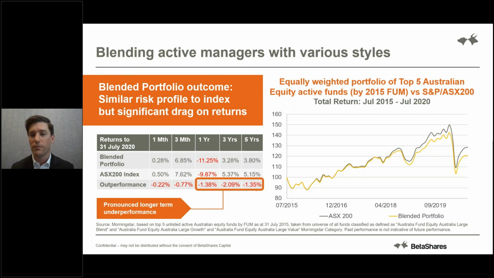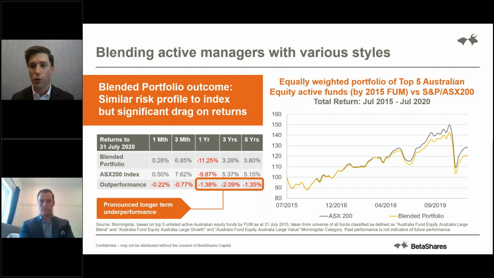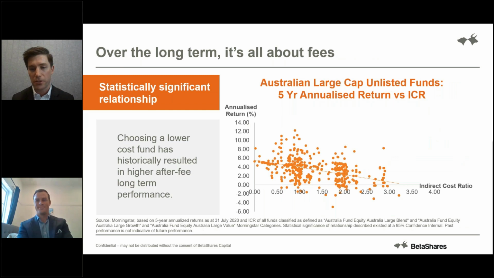This inefficient blending of active managers is sometimes referred to by some people as diversification. To talk through potential reasons for that, we do see a significant relationship if we look at Morningstar data here showing long-term performance versus fees. Poor performing funds typically are those with the higher fee levels, and this relationship is significant.